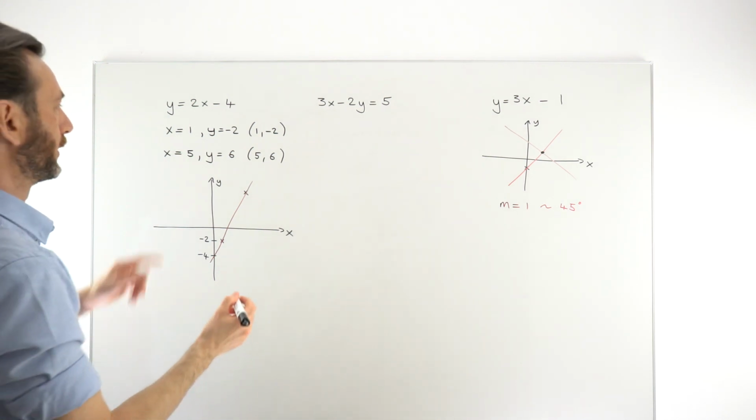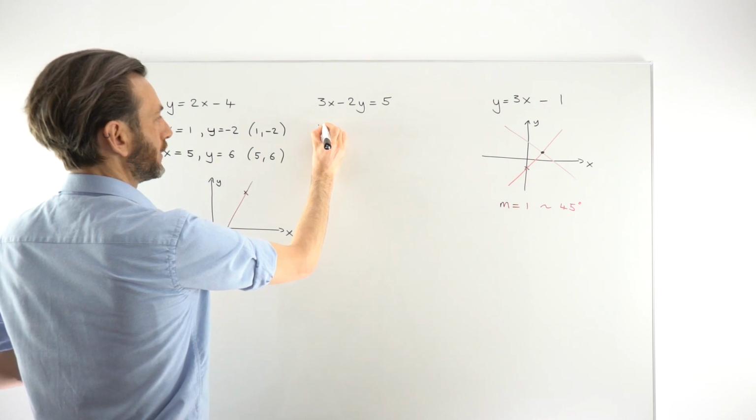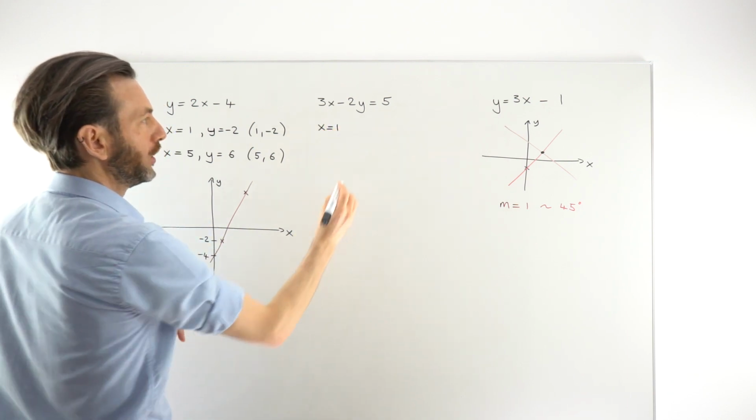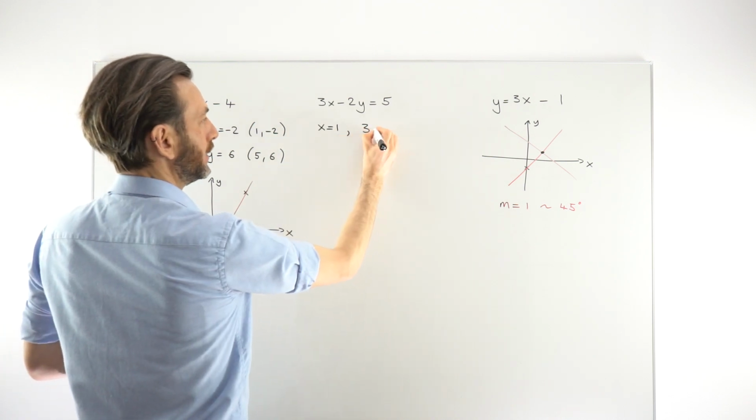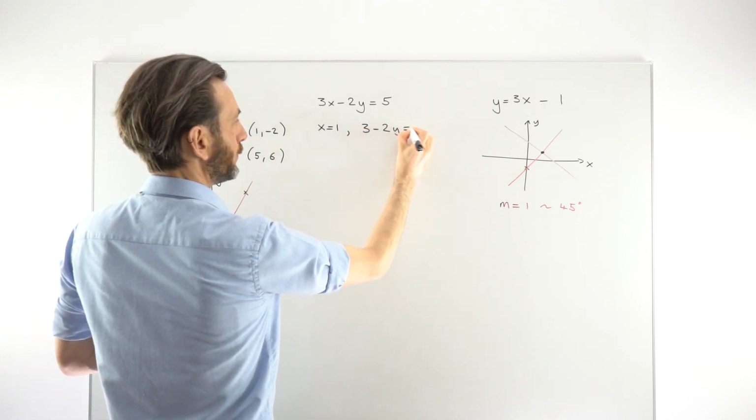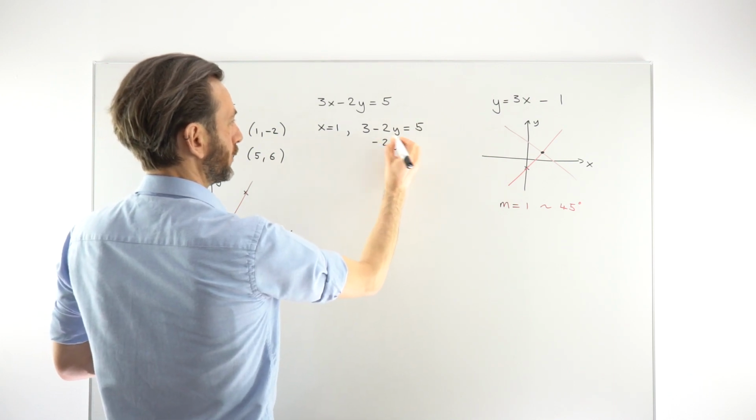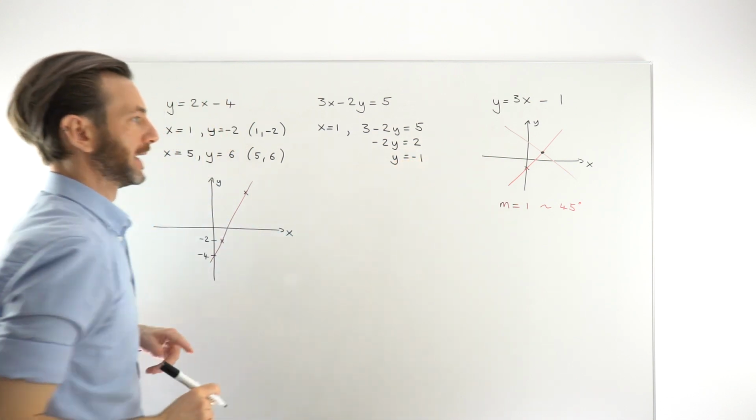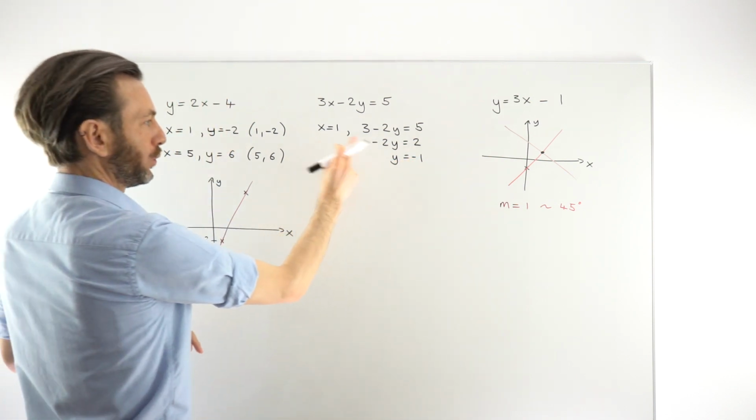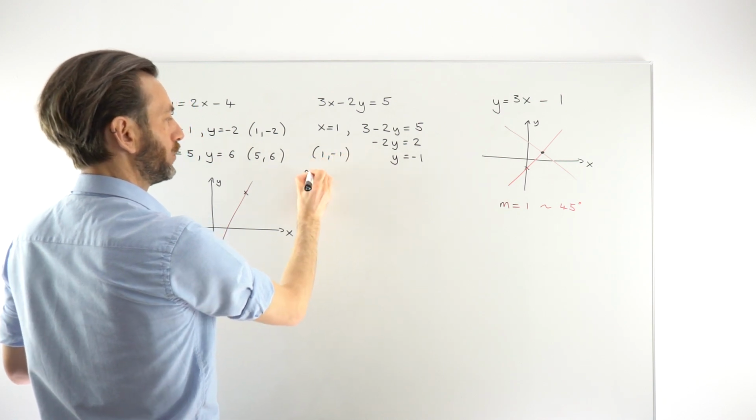So let's actually start by doing that, and we can just choose similar points. So letting x equal 1, that's always going to be a good call. If we do that, we would get 3 times 1, so 3 minus 2y equals 5. So we'll need to work this one a bit more. So minus 2y equals 5 minus 3, which is 2. So y equals minus 1. So x is 1, y is minus 1, so we get the point 1, minus 1.